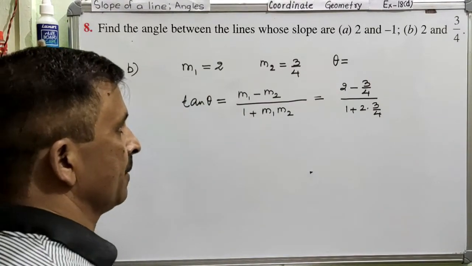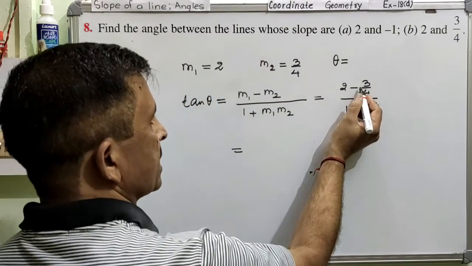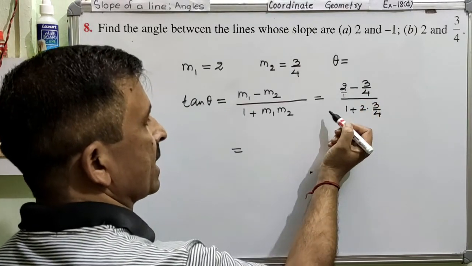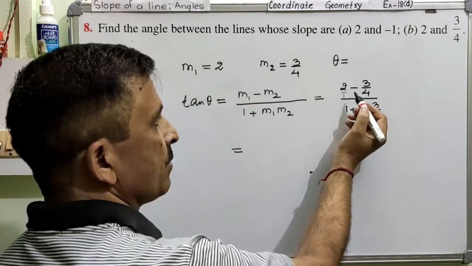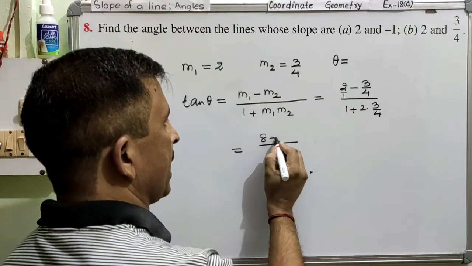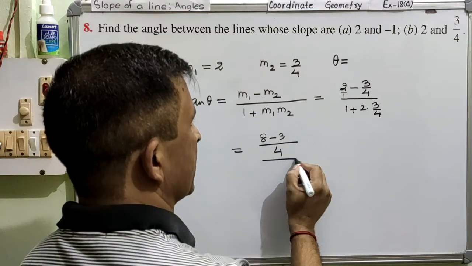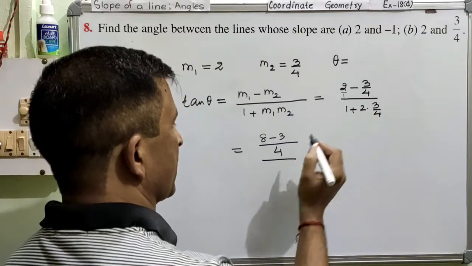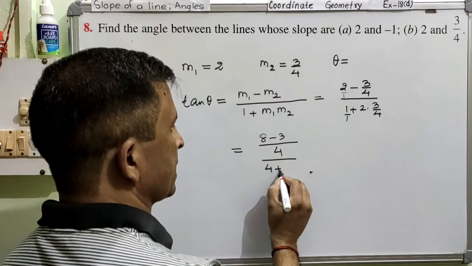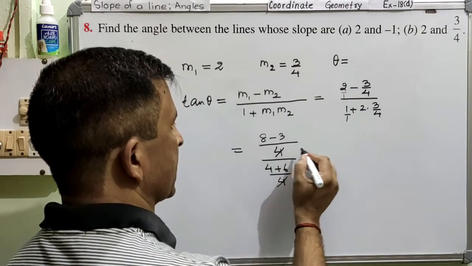Now we can simplify. When we simplify this, in the numerator we have a whole number, and we can consider this also to be a fraction number, then the calculation becomes easier. So LCM of this will be 4, 4 times 2 is 8, minus 3. Is it okay? And then in the denominator we can simplify, but no need, we can consider this also to be a fraction number. So this becomes 4 plus 6 divided by 4. Clear? This 4 and this 4 cancel.